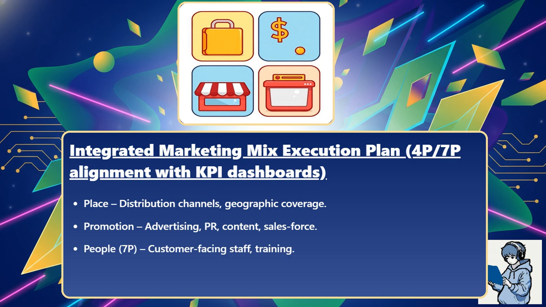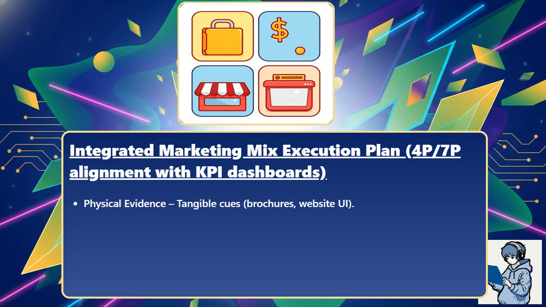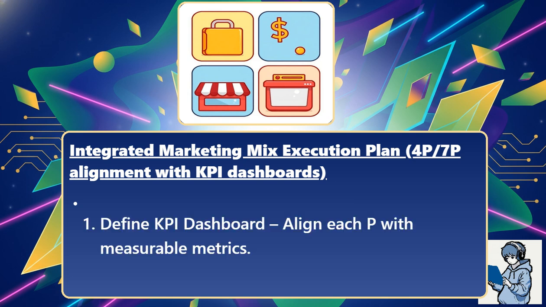People (7P): customer-facing staff, training. Process: service delivery steps, order fulfillment. Physical evidence: tangible cues (brochures, website UI). Step-by-step execution. 1. Define KPI dashboard: align each P with measurable metrics.